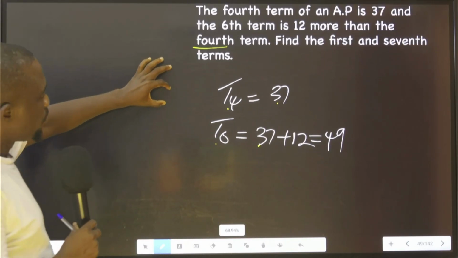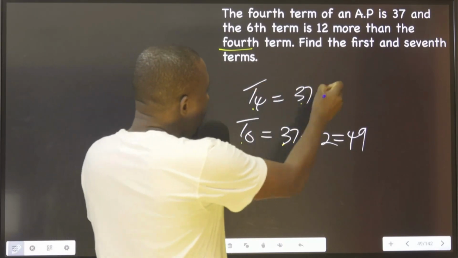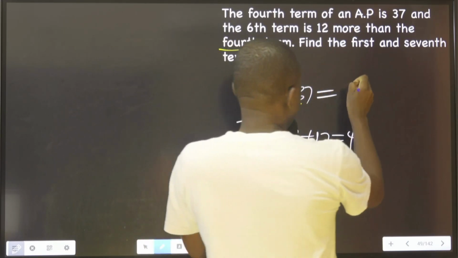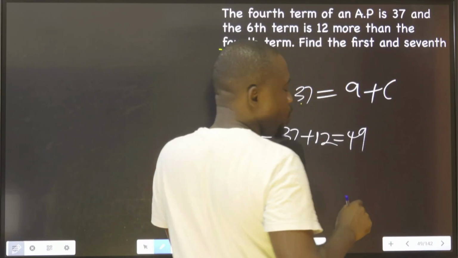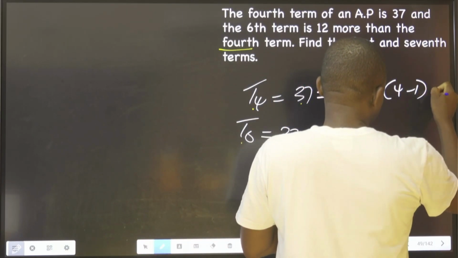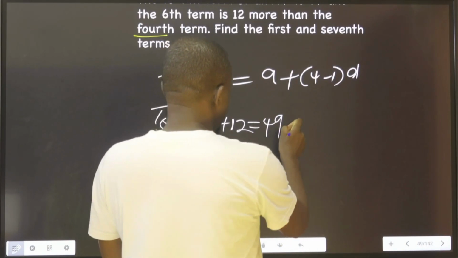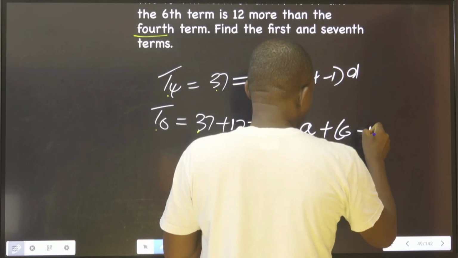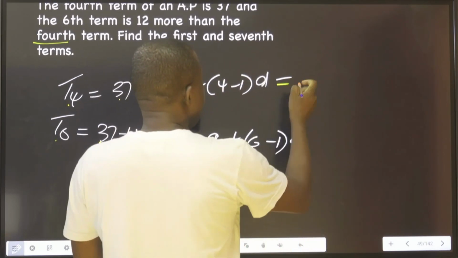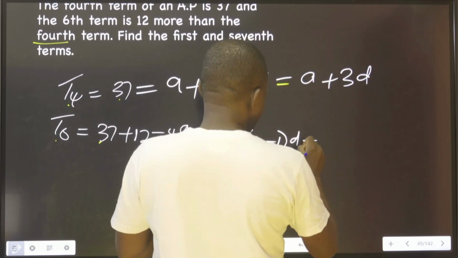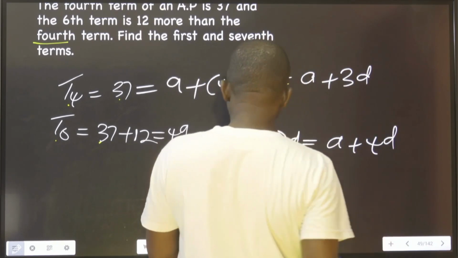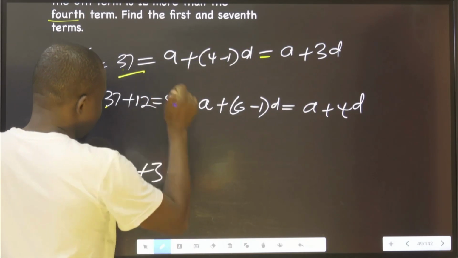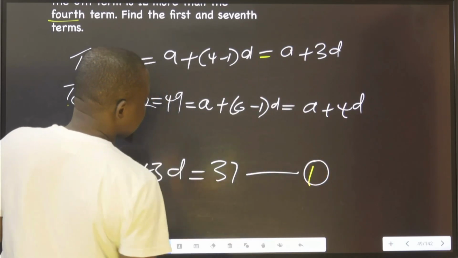With this now, we can work this out. You agree with me? For this, we can say it's equal to A, where A is the first term, plus N minus 1, that is 4 minus 1, then D. This one, you agree with me, is A plus 6 minus 1 D. This equals A plus 3D. We can therefore say that A plus 3D is equal to 37. That is equation 1. Okay?